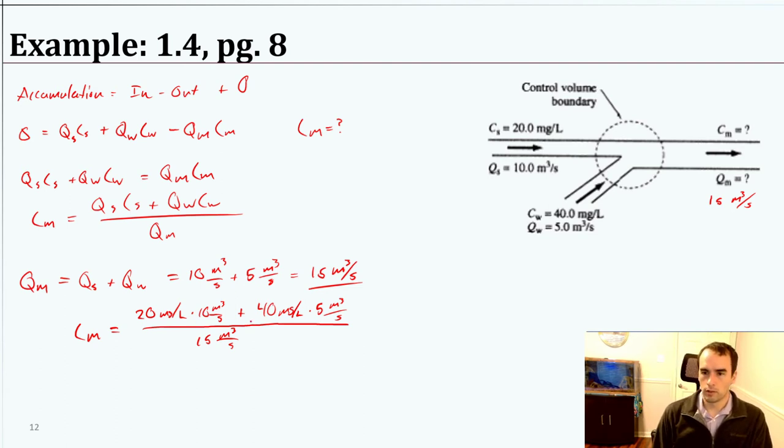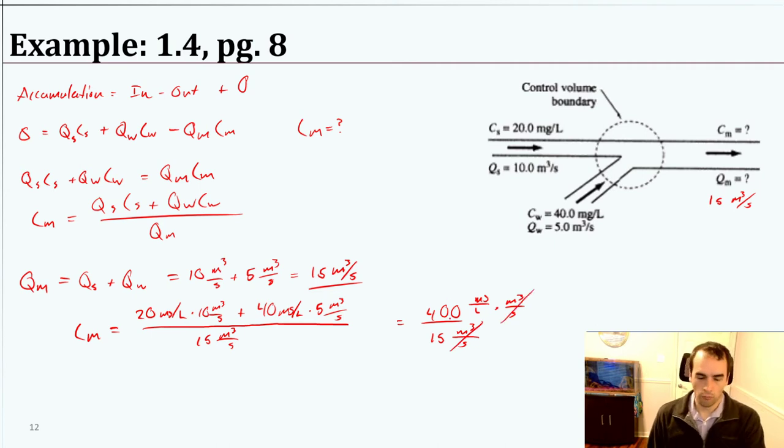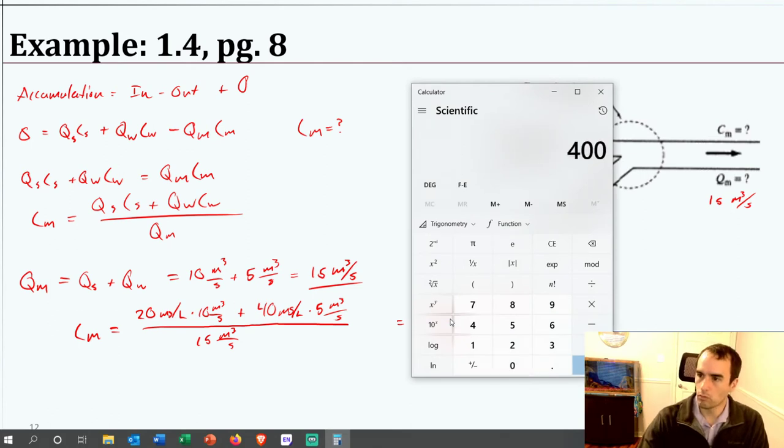And then all we need to do is solve this problem. So on the top, we've got 20 times 10, that's 200, plus 40 times 5, that should also be 200. So it's essentially 400 divided by 15. And when you take milligrams per liter times cubic meters per second, we'll see that cubic meters per second will cancel, and that'll just be left with 400 divided by 15, which is 26.7.